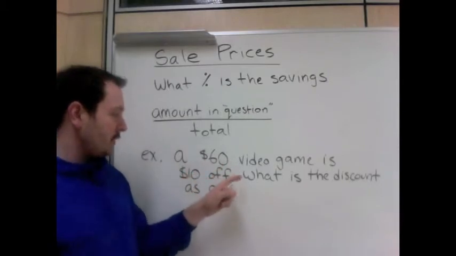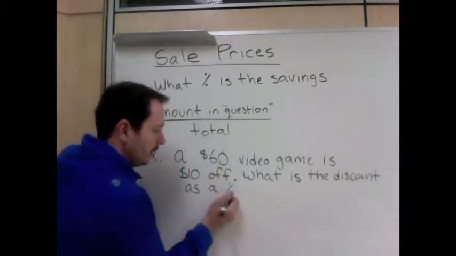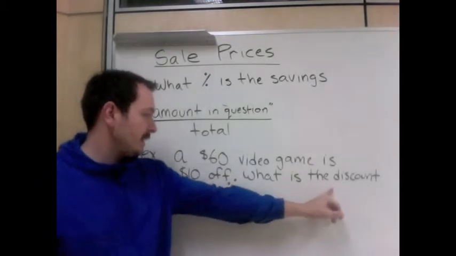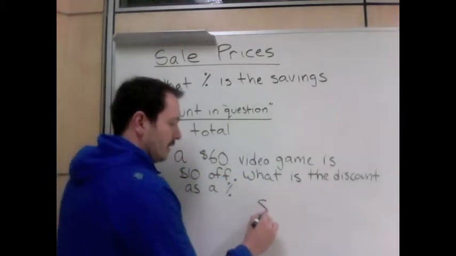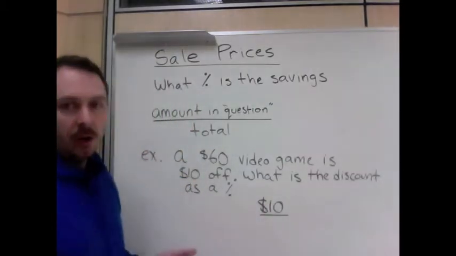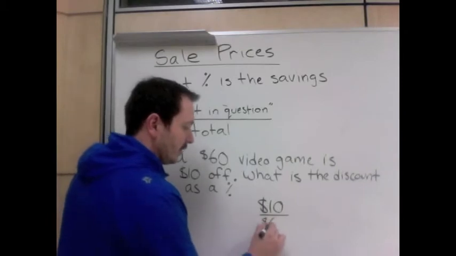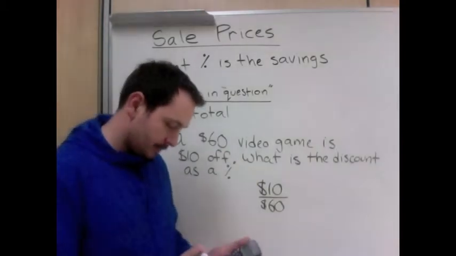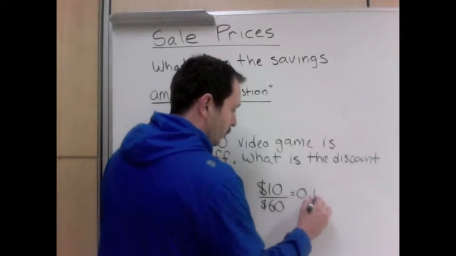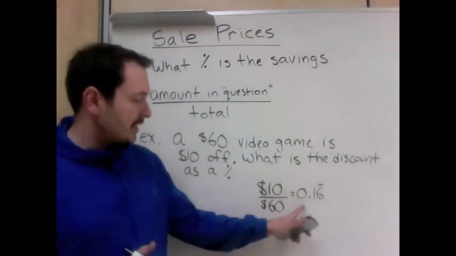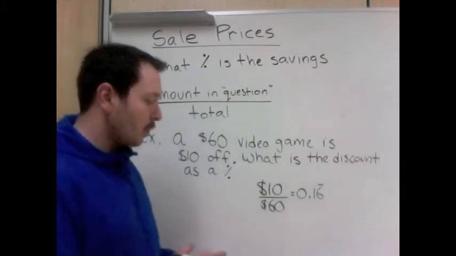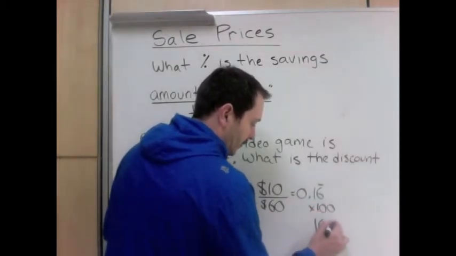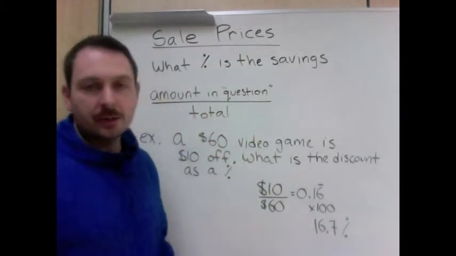Here's an example. A $60 video game is $10 off. What is the discount as a percent? So using our formula, the amount in question is what is the discount as a percent. So the discount is $10, and in percents, always divide by a total. And the total is $60. So 10 divided by 60 is 0.16, and then the 6 keeps repeating. Now to change decimal into percent, we move it 2 spots to the right, or times it by 100. If I times this by 100, I get 16.7%. So that's the percent of our discount.